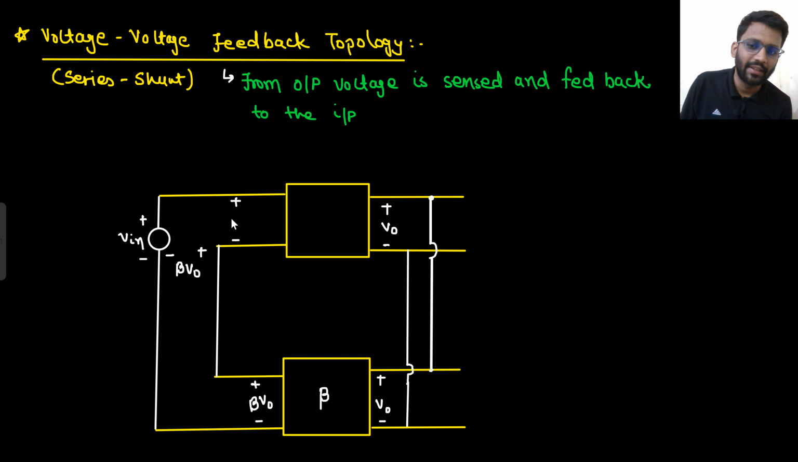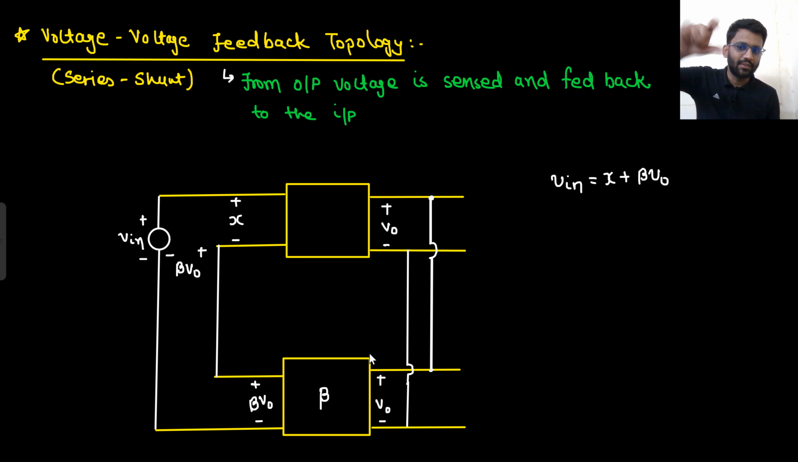Can I write down the equation? Let's just assume this potential is x. So can I write down that V in is equal to x plus beta V naught? Say yes or no. V in is equal to x plus beta V naught. This potential plus this potential is equal to V in.